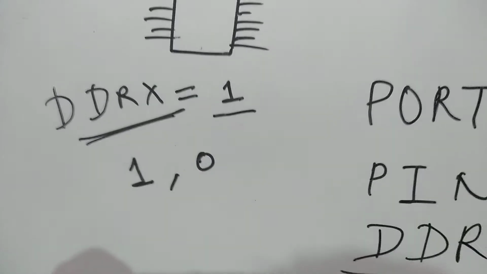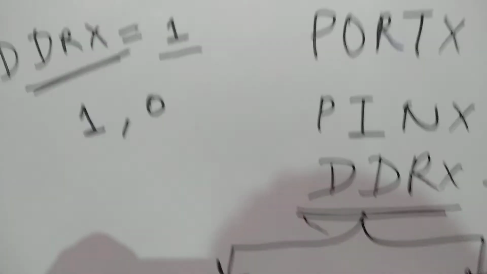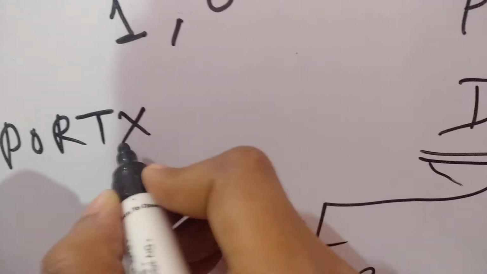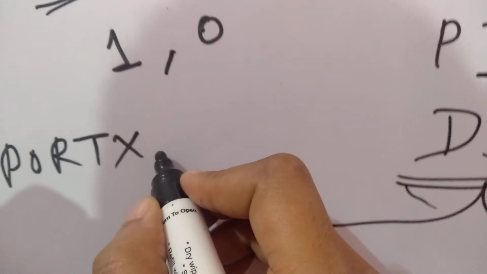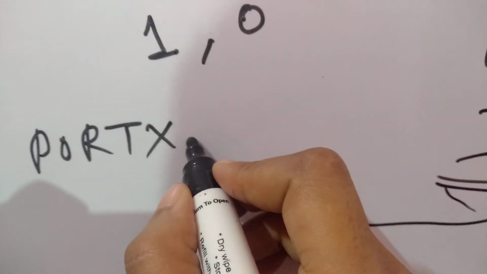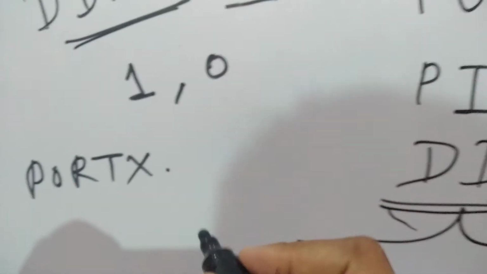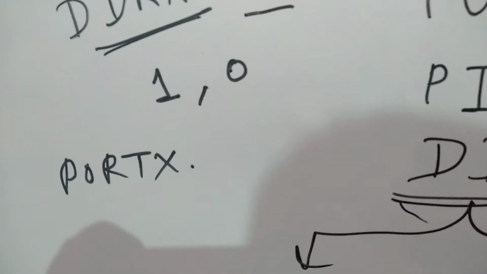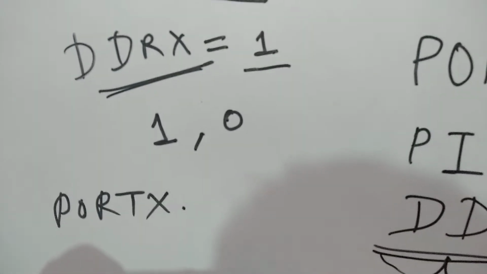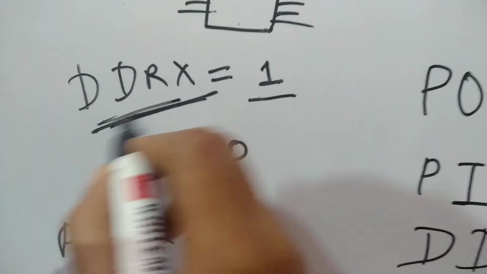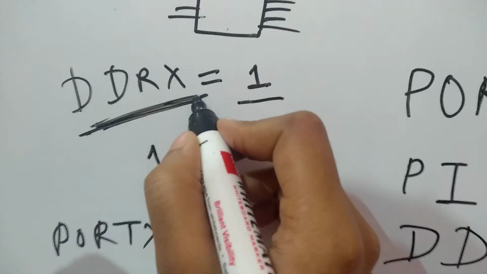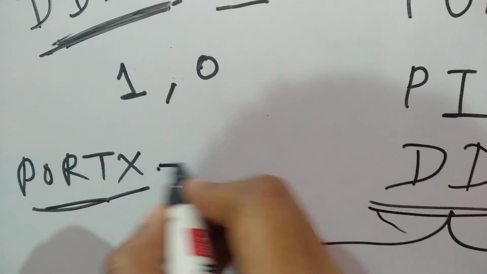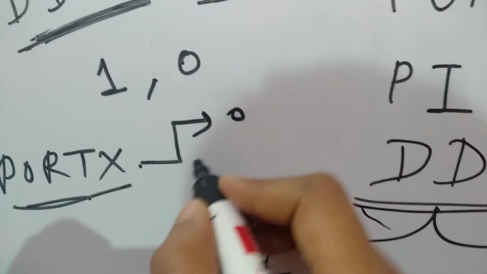So now we will talk about the port X register. In the case of port X register, this register is used to write the value to the particular pin. Suppose if you want to use the pin for the output, so firstly you have to configure this register. I mean, you have to use this register for configuring the pin. Then you have to use this register port X for writing the value. You can write either 0 or 1.